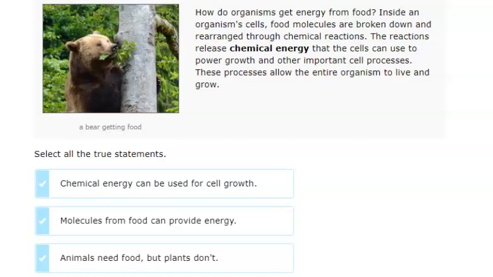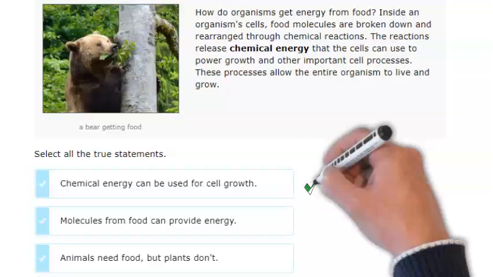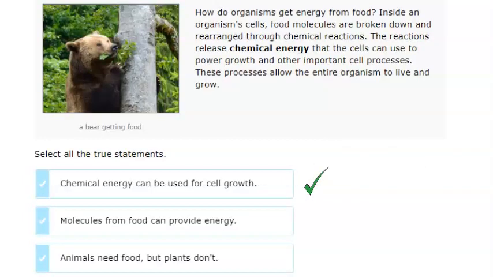Select all the true statements from the options. Cells can use chemical energy to power many important cell processes, including growth. In cells, food molecules are broken down and rearranged. These changes release chemical energy. All organisms need energy from food. Some organisms, including most plants, make their own food.